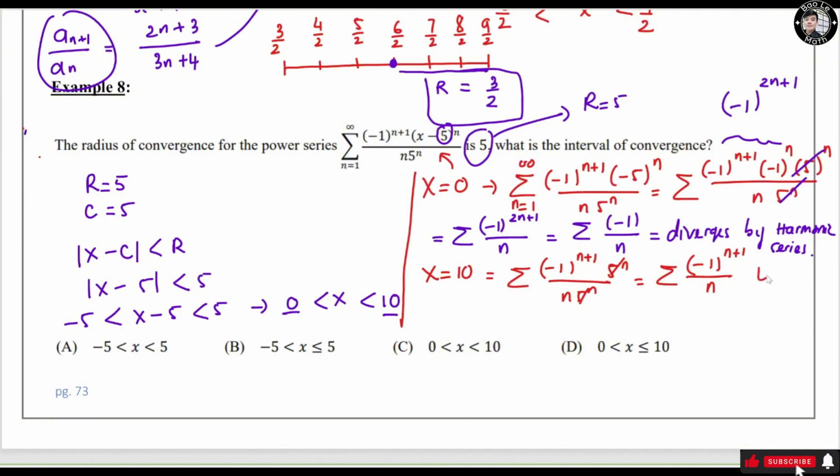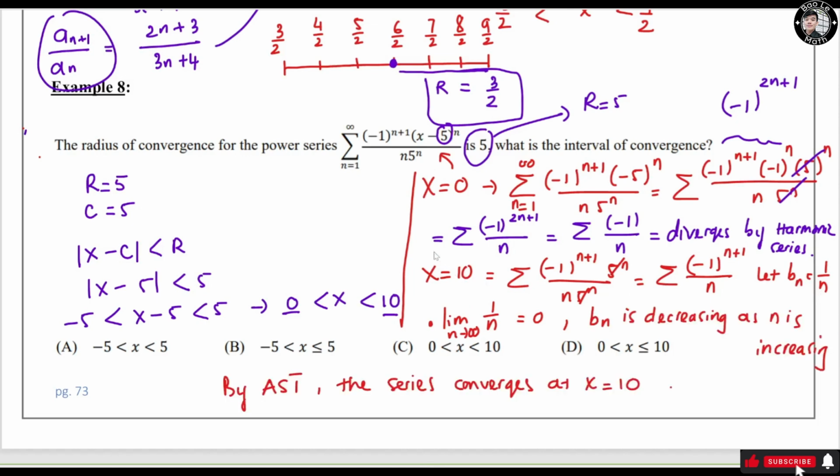Specifically, this guy is actually the alternating harmonic series, right? So we're going to let b sub n equals 1 over n, right? So we're going to use the alternating series test, right? So we're going to find the limit of 1 over n as n approaches infinity. It's going to be 0, right? Moreover, you see that the sequence 1 over n is decreasing as n is increasing, right? You're going to include 10 only, right? You exclude s equals 0, right? So the answer must be D.